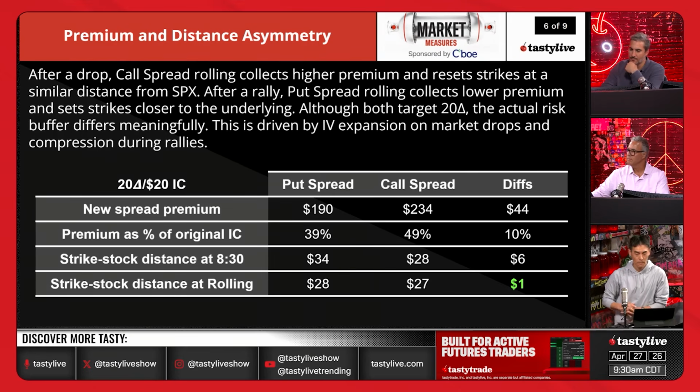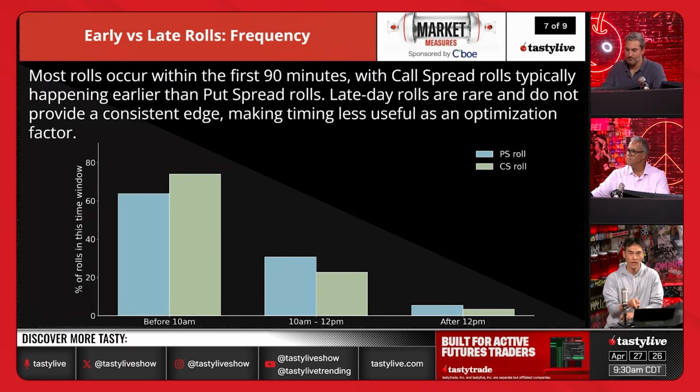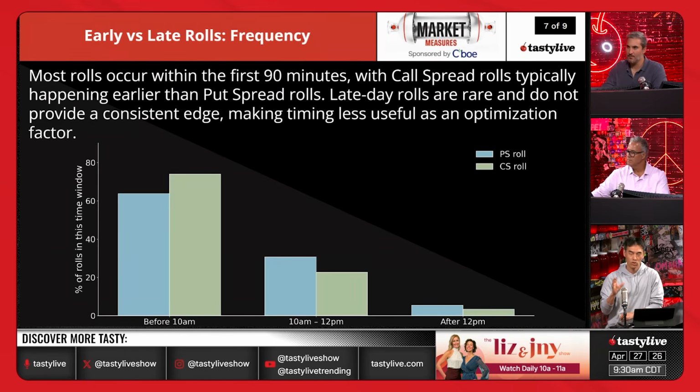Next slide. We show the frequency of the rolling in different time frames, because we don't want to roll very close to the expiration, the 3 p.m. So I broke down the rolling time: before 10, before noon, and all the way to expiration. The majority of the rolling happened before 10.